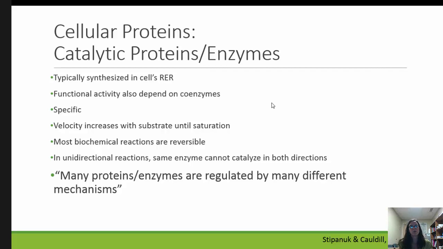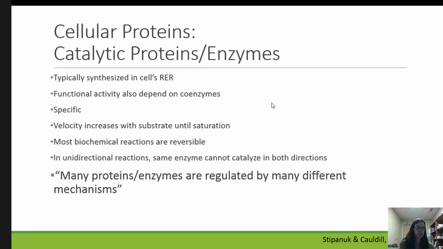And most of these processes are reversible, and that makes sense. We want to maintain homeostasis. So just like it showed in that video with the teeter-totter, the reactions have got to go one way until you get too far, and then they've got to reverse. So almost all of these reactions are reversible, although some are unidirectional, but few.